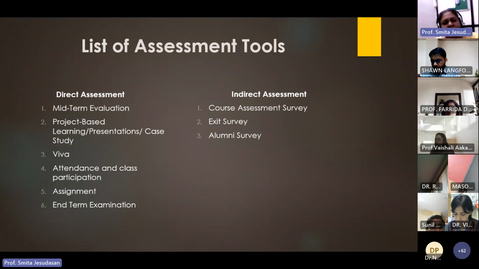Now, once we list out the assessment tools, the next step is we have to identify the objective of using a particular tool. What is the objective of using a midterm test? What is the objective of using project-based learning? Or what is the objective of using a case study for discussion? What is the objective of Viva? Similarly, what is the objective of other direct and indirect assessment tools? So this has to be identified. Now, the objective of one faculty member will differ from the other faculty member. So accordingly, this has to be prepared course-wise by the faculty member.